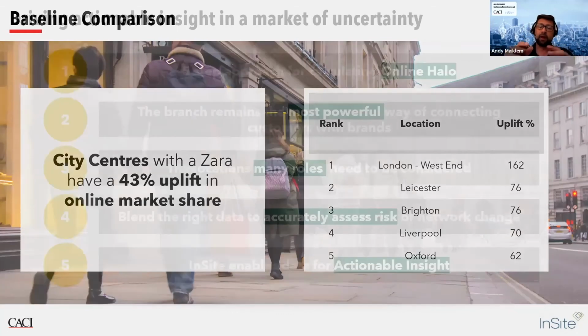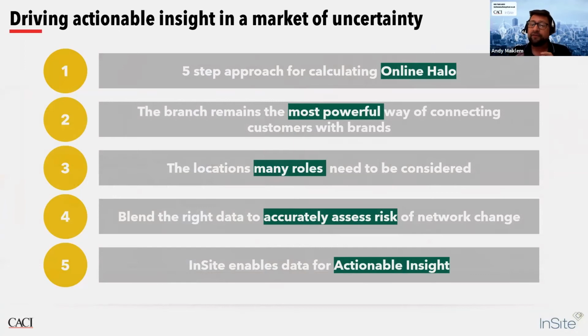So, to sum up, my 5 key takeaways are to calculate accurate online halo using our 5-step approach. It's clear that the branch remains the most powerful way of connecting customers with brands, and that locations now have many roles to play in a holistic view of sales. It's crucial to blend the right data to accurately assess the risk of network change. And InSite enables data to provide actionable insight.